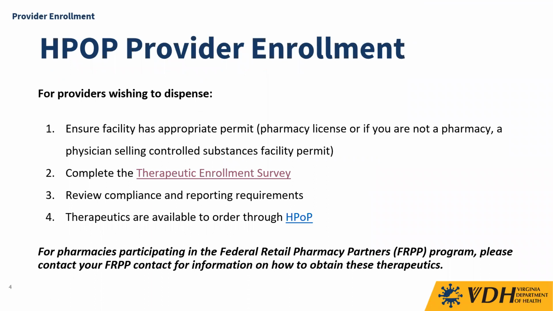Providers who are not enrolled in HPOP but wish to dispense must first have the appropriate permits, complete our therapeutic enrollment survey, review the compliance and reporting requirements, which we will cover later in this presentation, and then order available therapeutics through the HPOP portal. If you're a pharmacy that's participating with a federal retail pharmacy partner, please contact your FRPP to obtain these therapeutics.